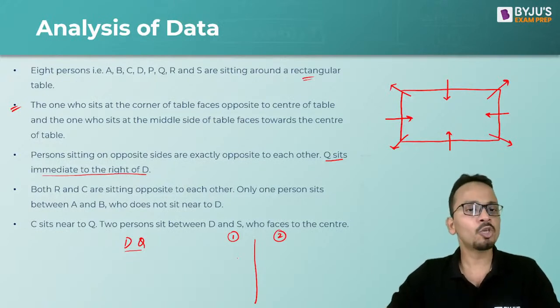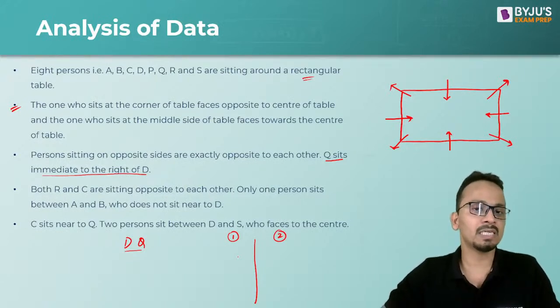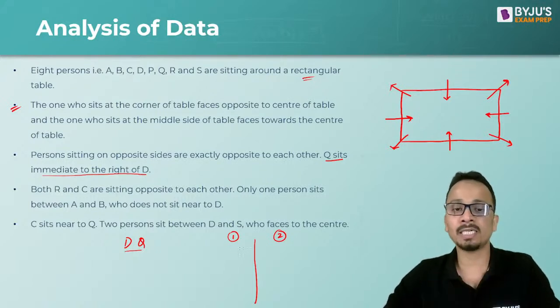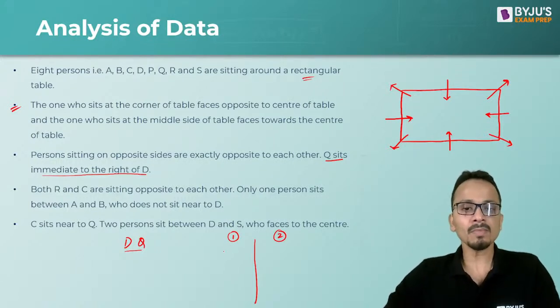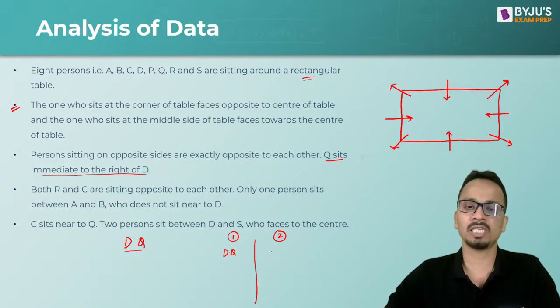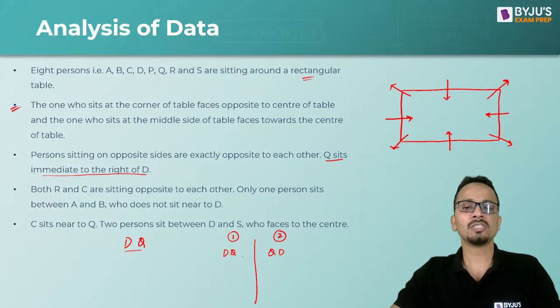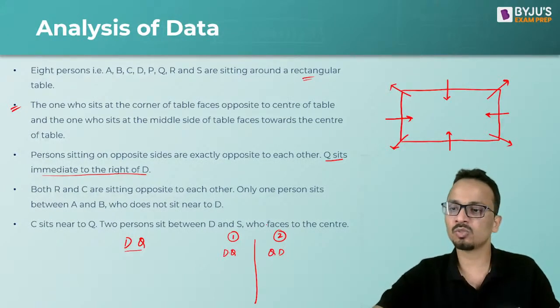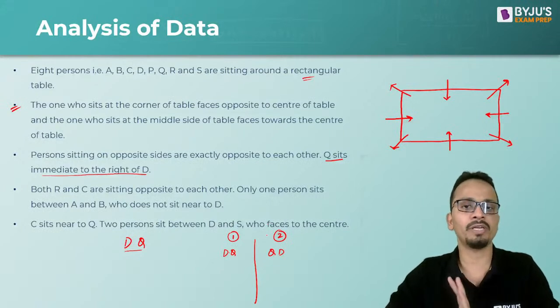Okay, अब Q and D are immediate neighbors, so Q and D must be facing opposite directions. Okay, so D और Q इन दोनों में से एक ग्रुप वन में आएगा और दूसरा वाला ग्रुप टू में चला जाएगा. Alright, so D and Q will be in different groups. Okay, this is what we know up till this point.